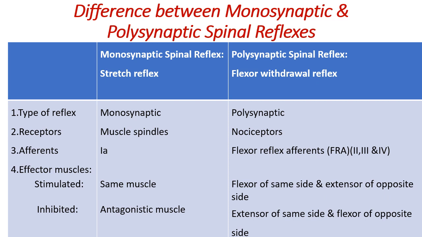They are myelinated fibers. While the afferents for the flexor withdrawal reflex are collectively called flexor reflex afferents, FRA, they are group 2, group 3 and group 4 fibers of the sensory classification. They have comparatively lesser velocity and a smaller diameter. Whenever a stretch reflex is initiated, the muscle in which the muscle spindle is present is stimulated and its antagonistic muscle is inhibited, that is, the muscle is flexed and the extensor is inhibited.